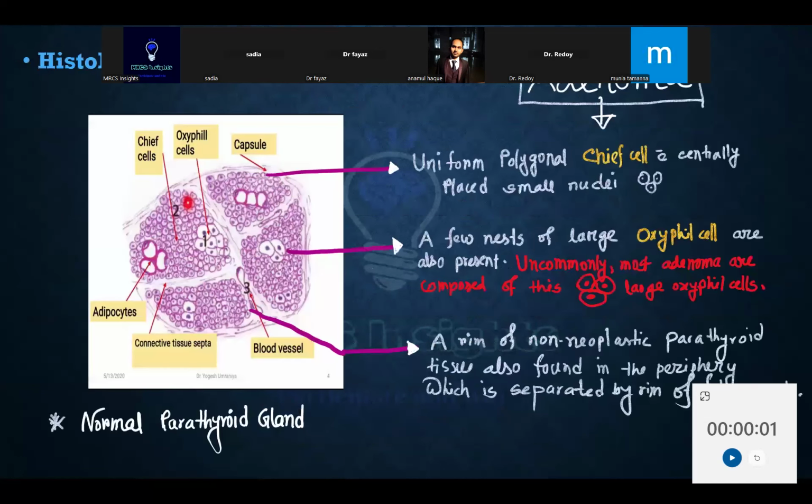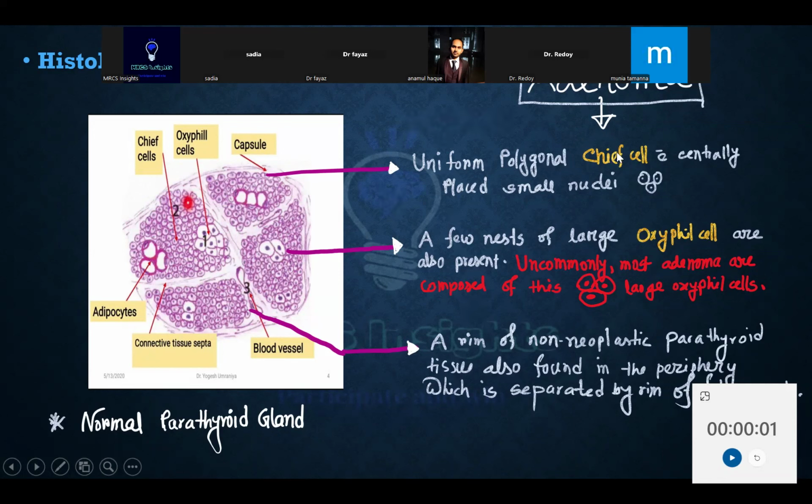So this is the tough question of this topic, I think: histology of parathyroid adenoma. At first, please see the normal parathyroid gland histology. This is a histological slide of the parathyroid gland. It contains 2 types of cells, mainly chief cells, and these islets are oxyphil cells. There are many chief cells and few oxyphil cells, separated from each other by fibrous connective tissue septa.